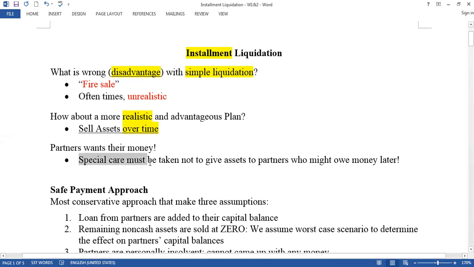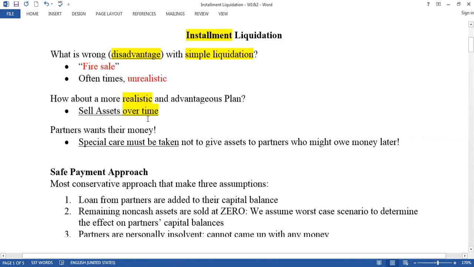This is very, very important for the installment method. Special care must be taken not to give assets to partners who might owe money later, that means who have a capital deficiency, for example. If you have a capital deficiency, it means you don't have the ability to survive, right? So if I have the capital deficiency, you don't need to give me money, but the partners who do not have the capital deficiency can receive some money. So this is a very, very important point when we talk about the installment method.